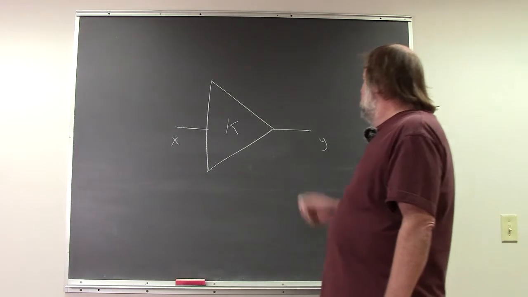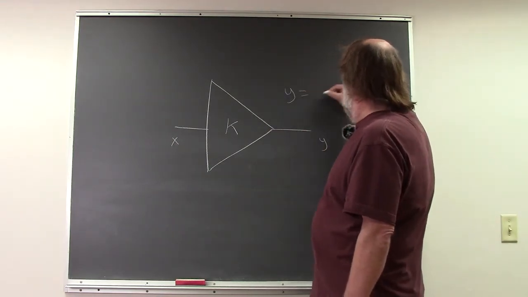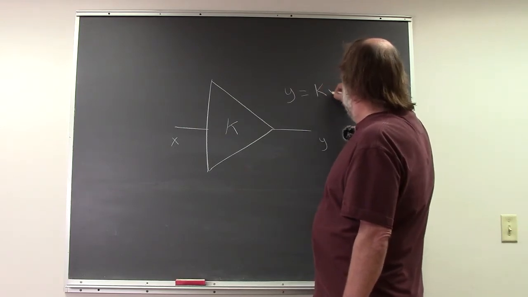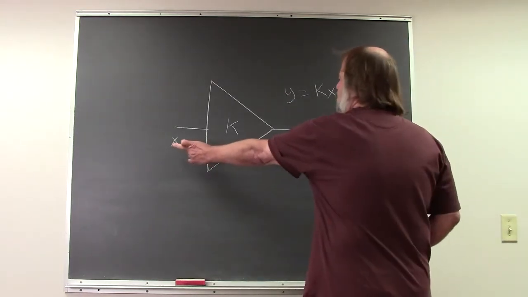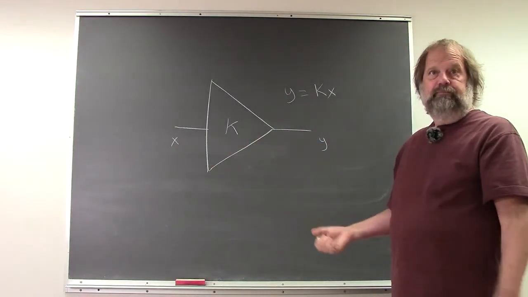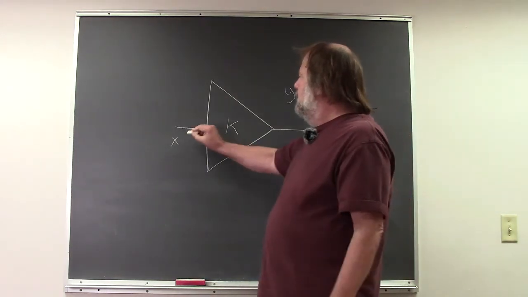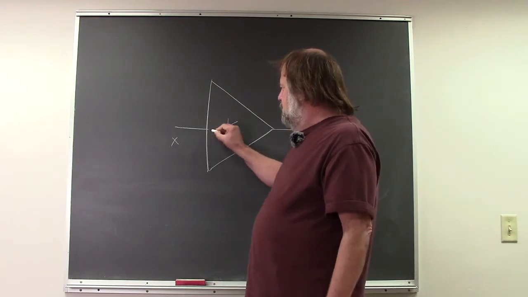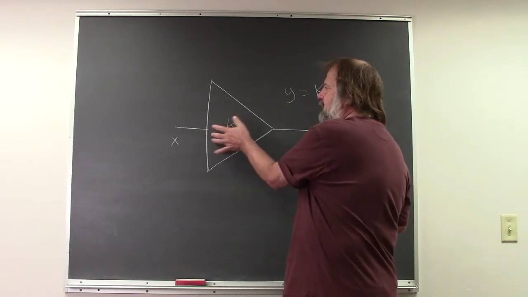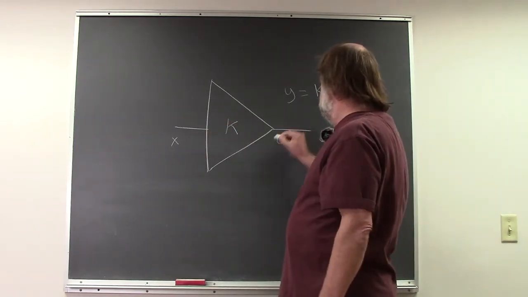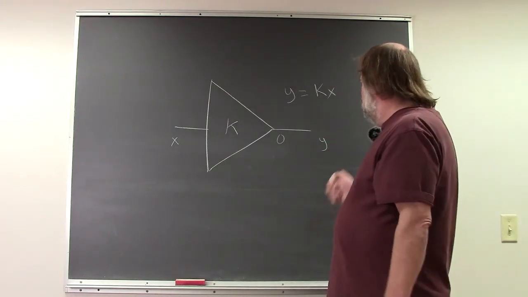And for an ideal amplifier, we have a relationship that Y is equal to K times X, which basically means that if my gain is 20 and I put 1 volt in here, I get 20 volts out. And the idea of our ideal amplifier is that the input impedance is infinite, meaning that nothing gets lost and nothing's loaded down at the input, and the output impedance is 0 ohms. And so what does that really mean?